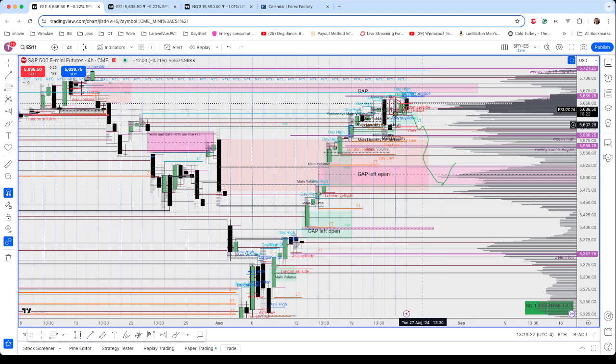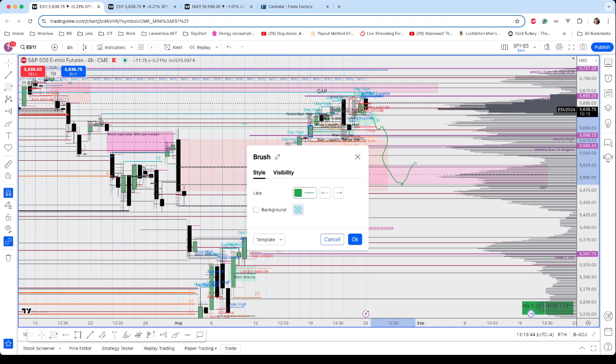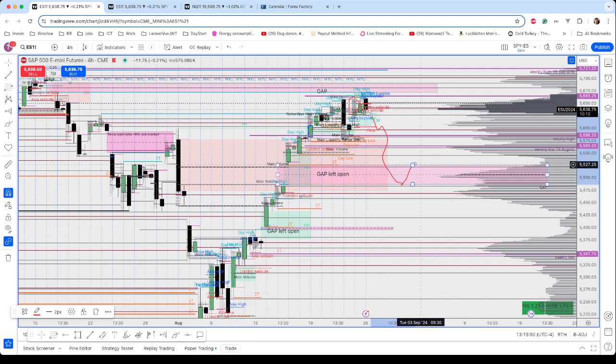So do not marry into long side. It's just, no reason why not. There's no reason why we should not get down here, or maybe even, maybe even to that. Boom. Into this liquidity here. Why not? Very possible.